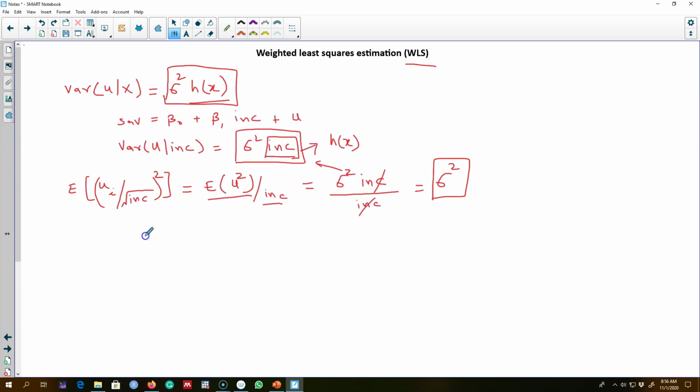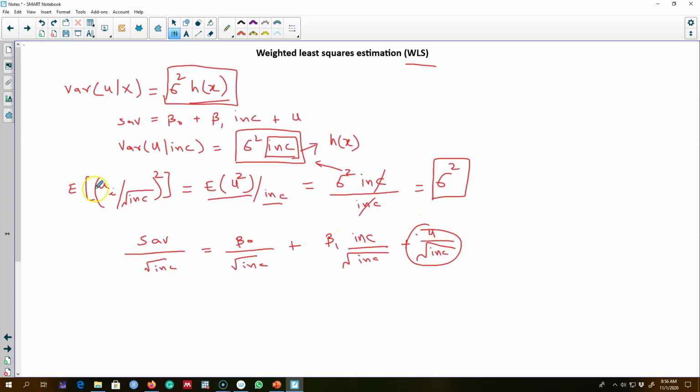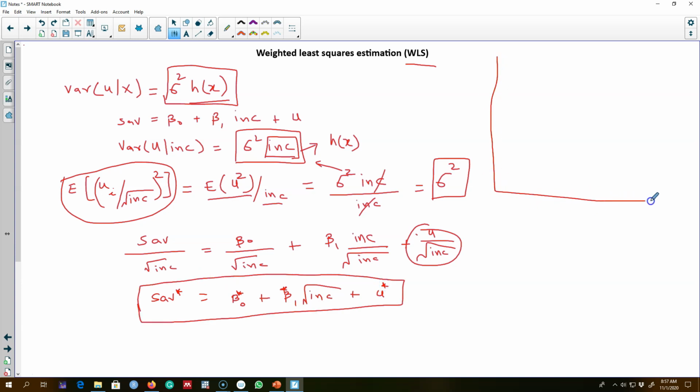In simple words, if we have the above model, what we can do is divide all the variables by the square root of income. We will transform our model and then estimate this new model, right? So we can transform this model, and now we will be estimating this transformed model. Let's call this beta 0 star plus beta 1 star, and now this will be u star. What this model is doing is assigning different weights across different observations.